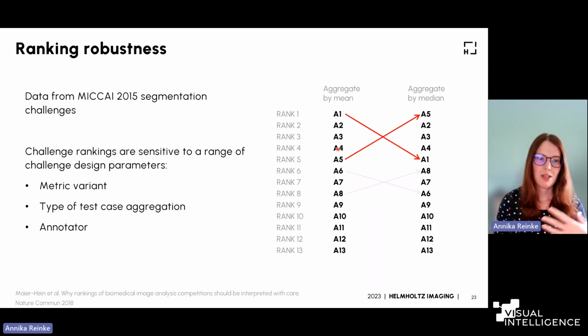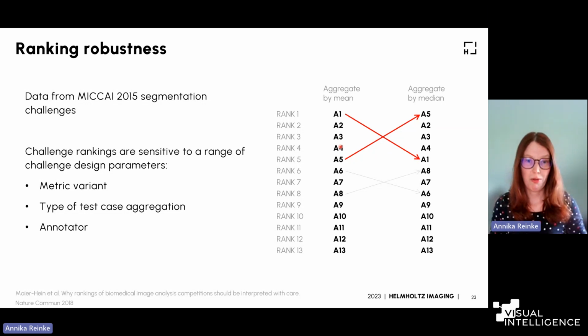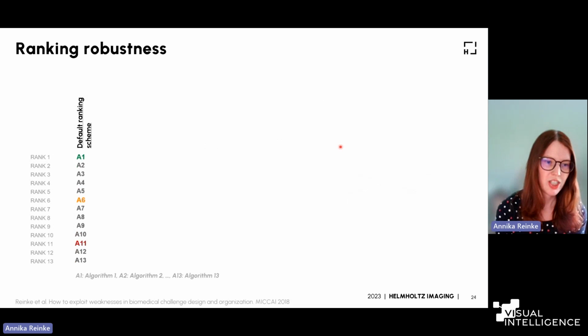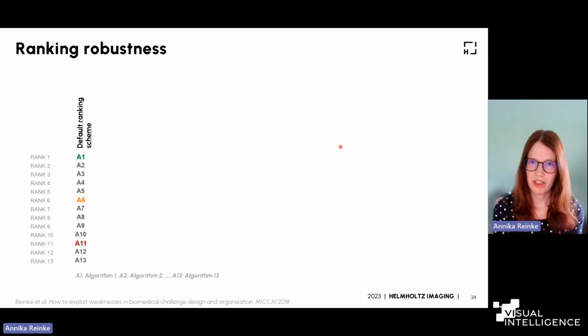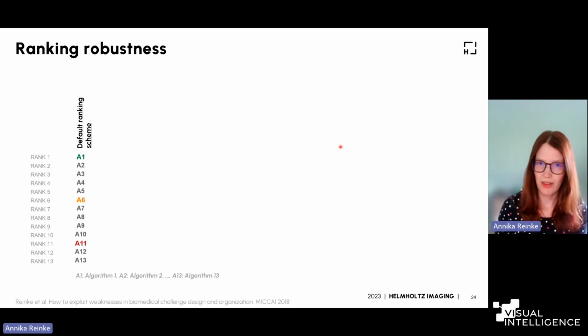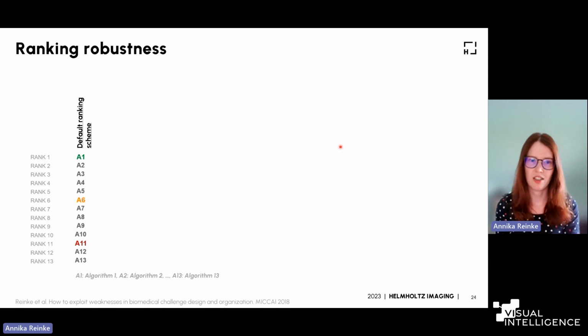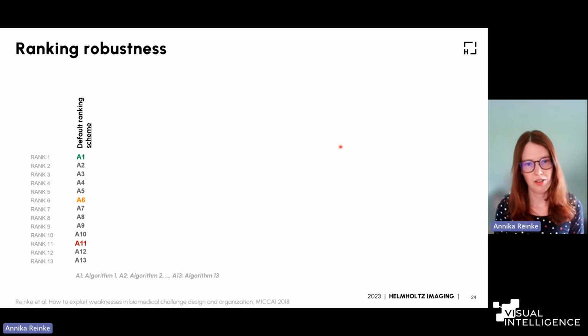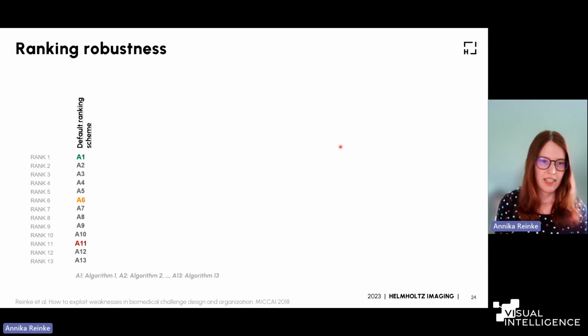And we wanted to go a step further. We had a look at more than one ranking scheme. So this is a different challenge where we computed the default ranking scheme and 11 others. So things like exchanging, do we first aggregate per algorithm or per image? Do we use mean or median and different metrics? And here I highlighted 3 algorithms so that we could see if we're having some variations.